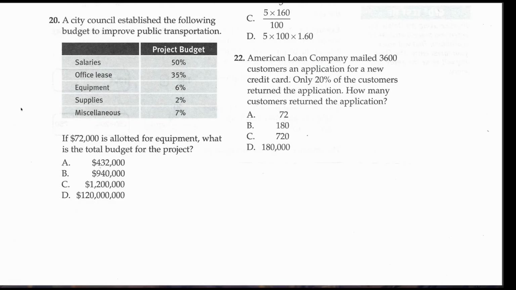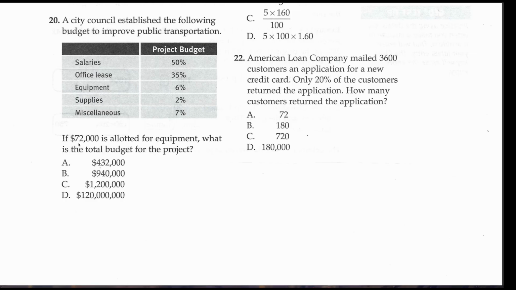Number 20, a city council established the following budget to improve public transportation. Salaries, 50%. Office lease, 35%. Equipment, 6%. Supplies, 2%. Miscellaneous, 7%. Those are the project costs.